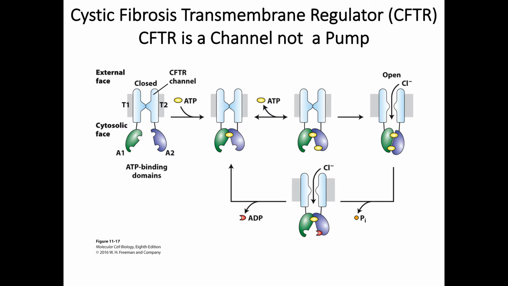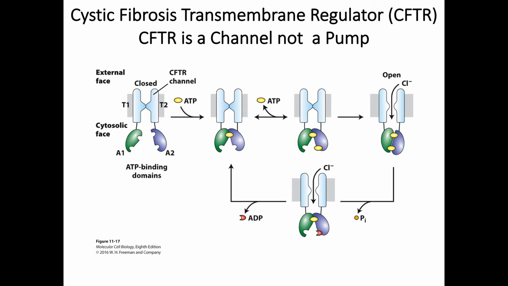The first thing we want to emphasize is that most of the ABCs, or the ATP binding cassette, are pumps. So they actually transfer material from low concentration to higher concentration. This is a channel, and it's a gated channel. So it is not open all the time, but it will conduct the chloride ion down the concentration gradient, not up. That's why it's a channel.